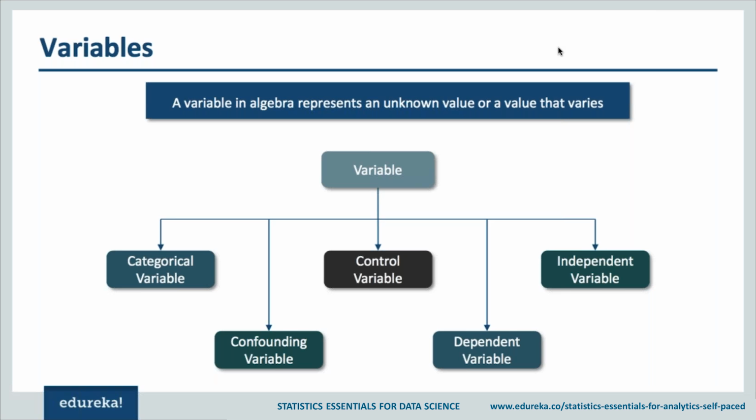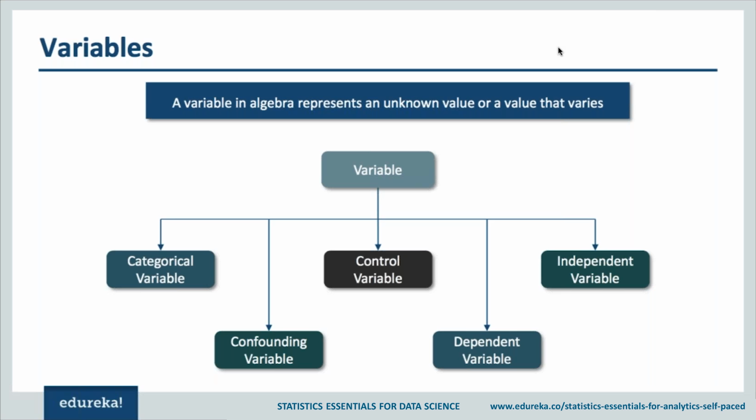Let's say you are trying to measure the growth of plants in a simulated environment. You can keep the amount of sunlight as a constant, or control, variable. Because if you keep varying the sunlight, then whatever analysis you're doing on your plants may have varied effects. Right? And those variables are called control variables.